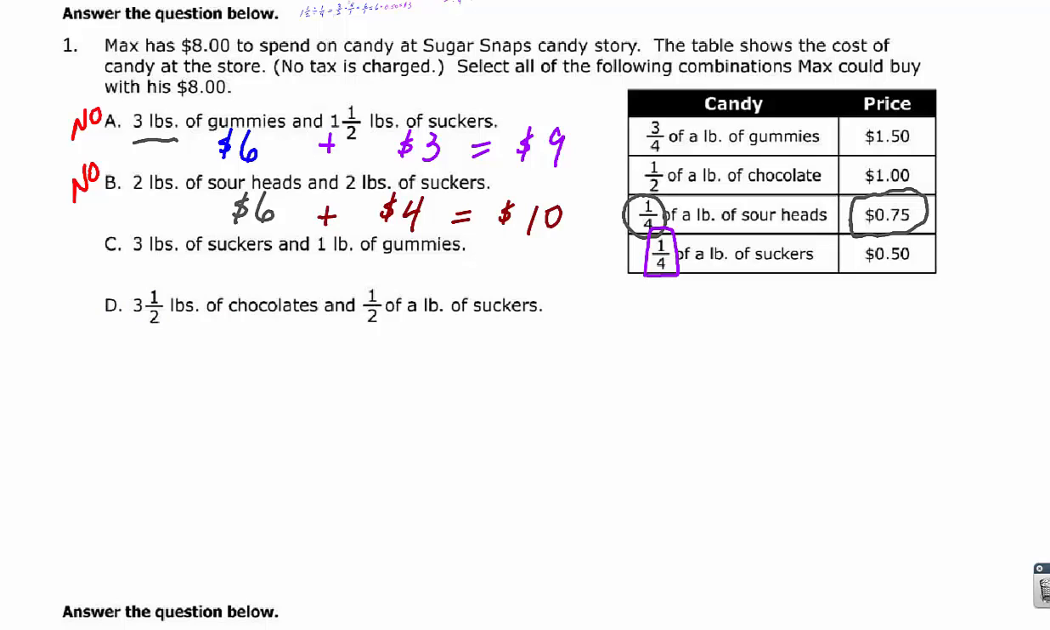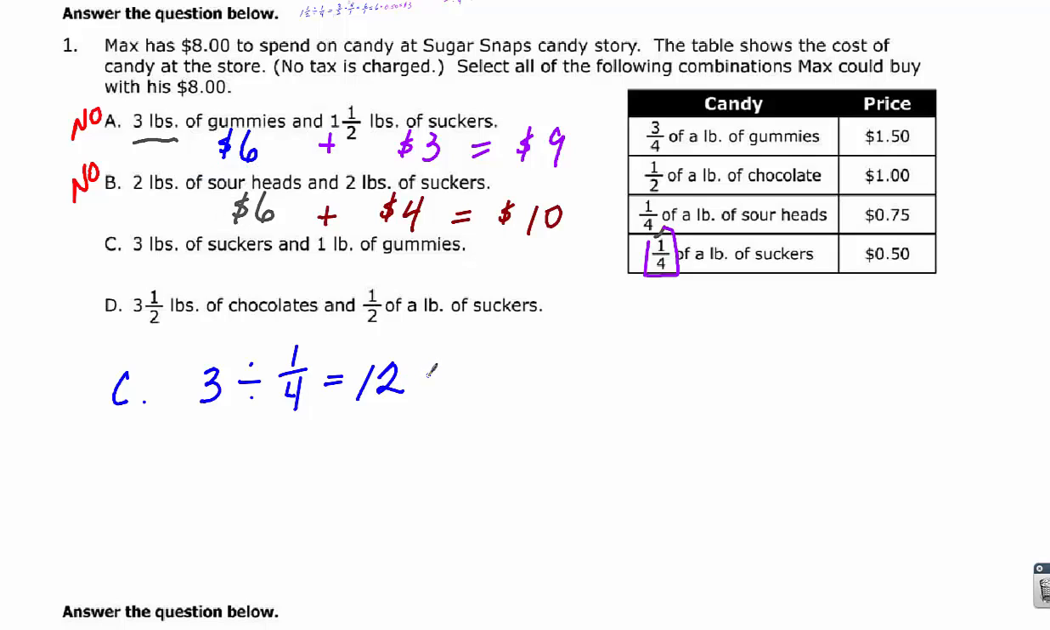And let's do letter C. So this time we're buying 3 pounds of suckers. This is part C. We're buying 3 pounds of suckers. We know suckers are sold by the 1/4. Let me get rid of the stuff I don't need over here, but I'm going to keep that 1/4 because that's the one I'm using now. So suckers are sold by the 1/4. How many 1/4s in 3? Well, if there are 4 1/4s in 1, and you do that 3 times, you have 12 1/4s in 3.